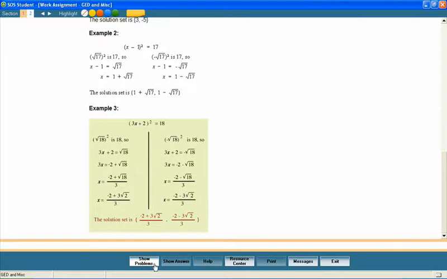Some lessons are presented in multiple sections. Let's move on to Section 2.